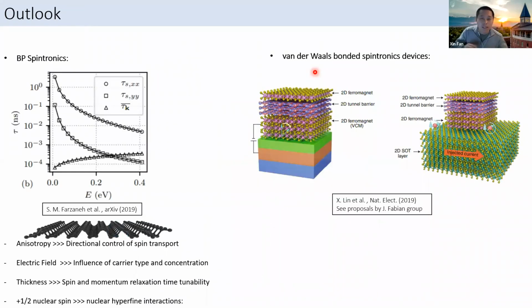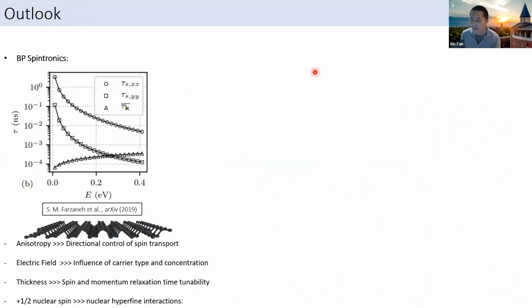I want to ask another question about the outlook. You mentioned that there are some devices proposed using the combination of 2D ferromagnets and graphene or black phosphorus. If you just do the non-local spin injection experiment, has anyone already done that using a 2D ferromagnet on top of graphene?